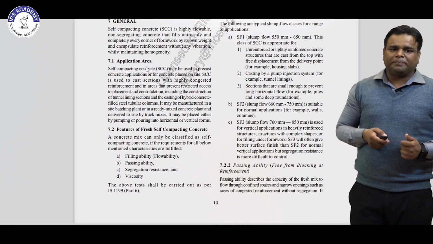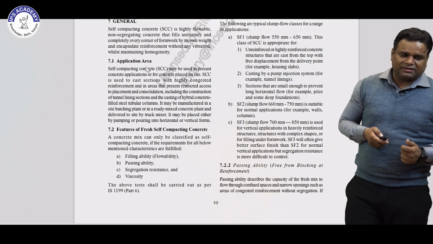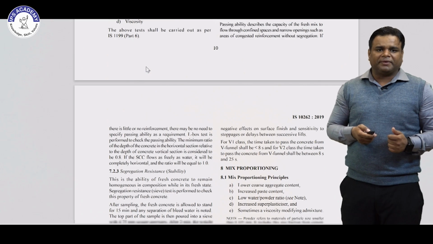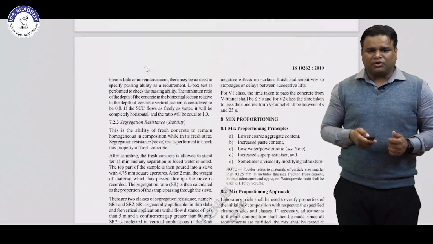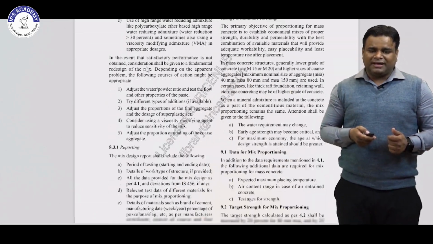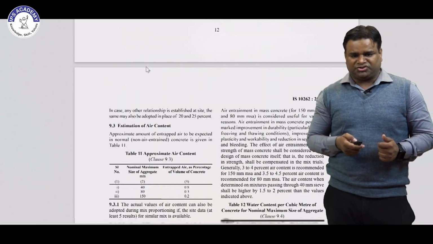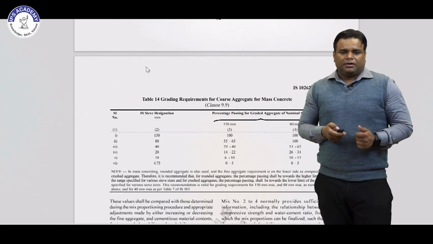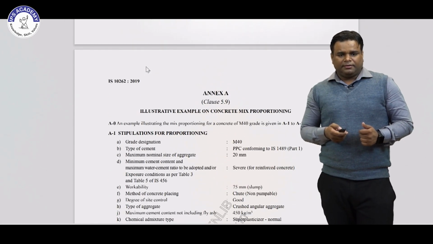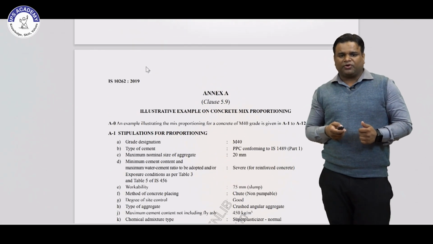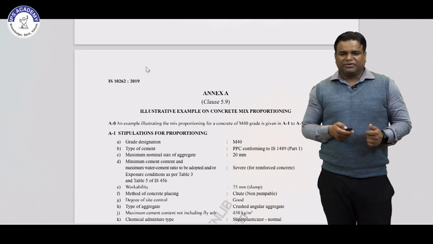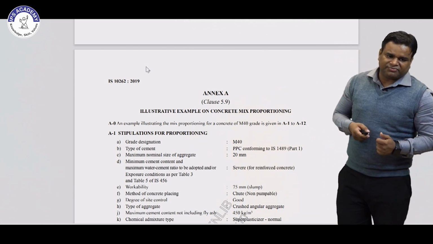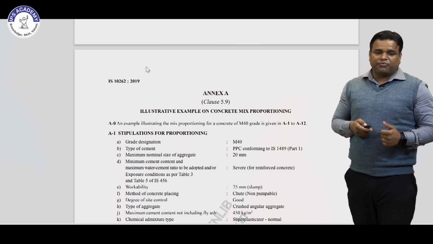The next section is self-compacting concrete. In this lecture we will not cover self-compacting concrete, and we will not cover mass concrete either. In the next lecture we will cover these two sections. So let's take the example which is given in that code for concrete mix proportioning. It is the first example, for M40 grade.